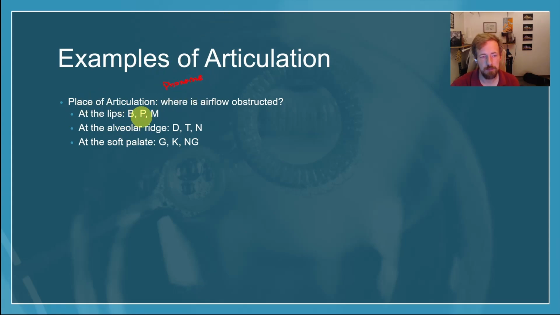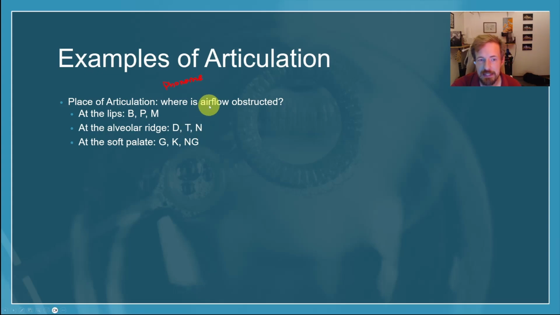So at the lips, B, P, and M, and for all of these, I would encourage you to sound these out yourself, because whenever I was learning about this and reading it, I didn't understand any of it until I started practicing it. So a B, you can feel that airflow stopping at your lips, B, right? You can even feel your lips moving to stop that airflow. At the alveolar ridge, so what the hell is the alveolar ridge? I know he just told me, but it was on the previous slide and I can't go back.